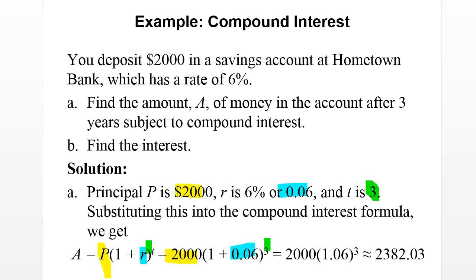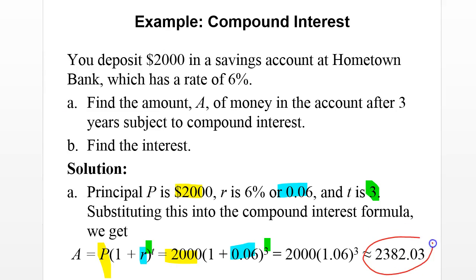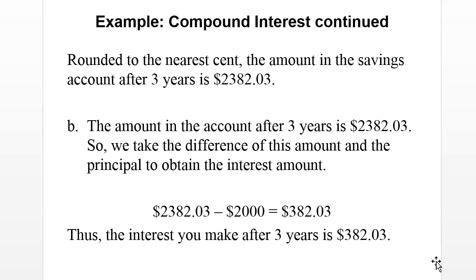Part B wants us to find the interest. Remember, interest is what was added to the original deposit. This is a savings deposit, so it was added to the original principal to give us our total amount that we just figured in the last problem. So this is what we got in the last problem. The original principal was 2,000, so we can see that 382.03 is the amount that we gained from interest. So the interest on 3 years is 382.03.